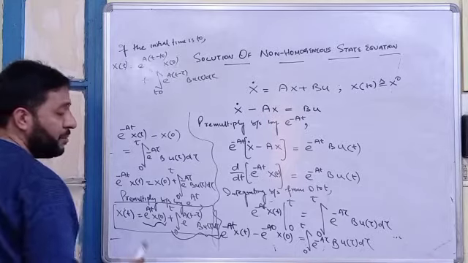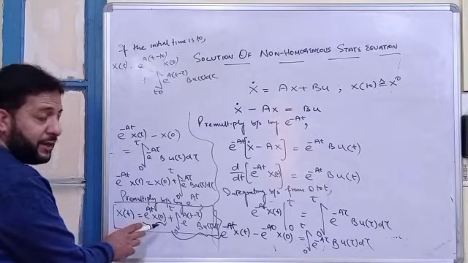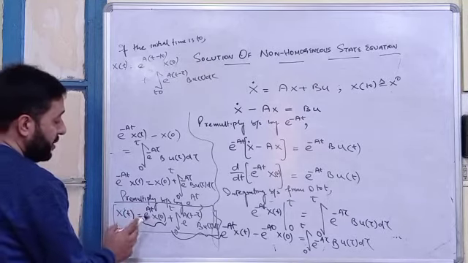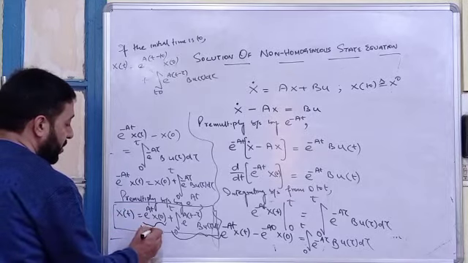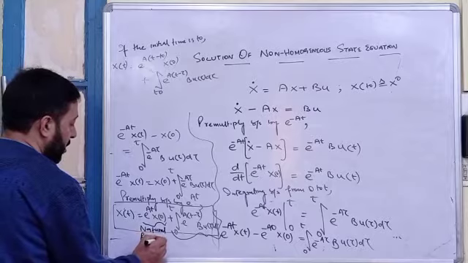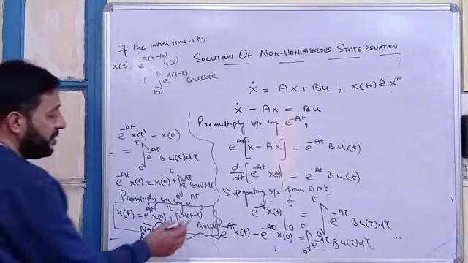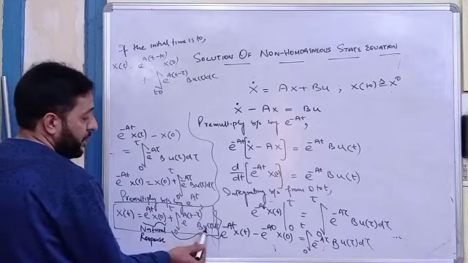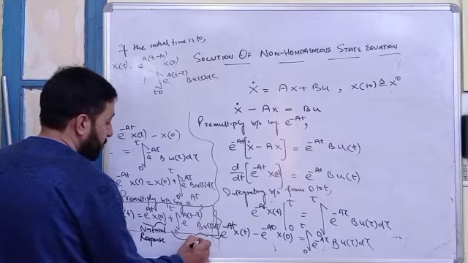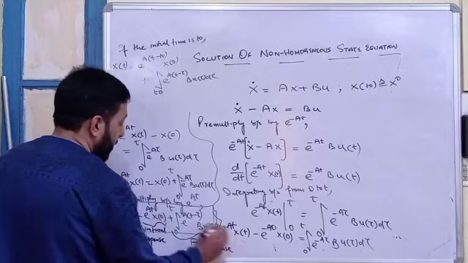So its solution has two parts. One is this part, which does not depend on the input. What does it depend on? Initial conditions and the system. This is known as the natural response. What is this known as? Natural response. And this part of the response is due to the input u. This part of the response is known as the forced response.